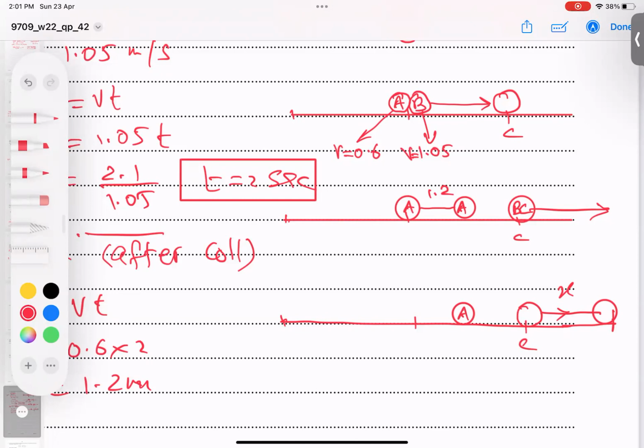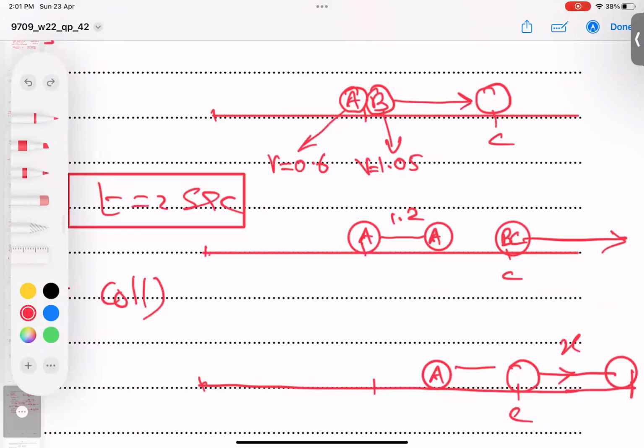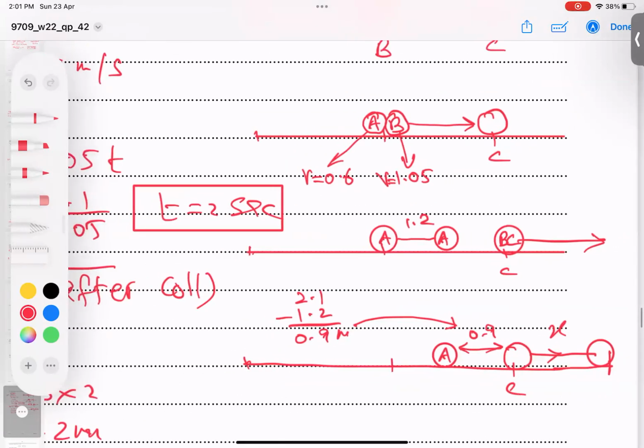Now how much distance is left behind? You know it very well, students. The total is 2.1, so 2.1 subtract 1.2. This becomes the distance, 0.9 meter. How come? From 2.1 subtract 1.2, I got 0.9 meter distance. I hope you got the idea.